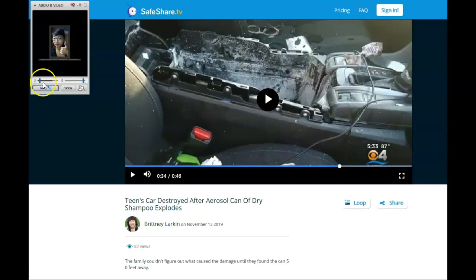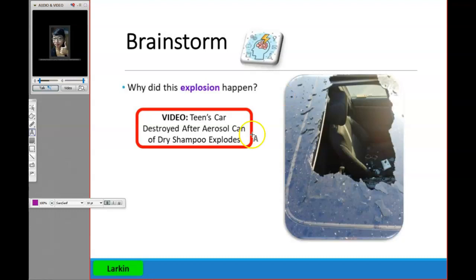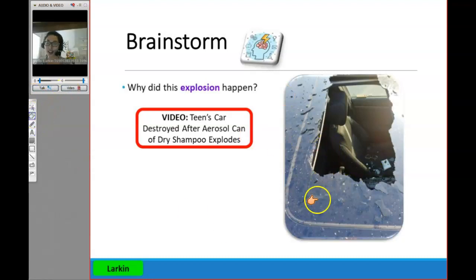All right, so we saw that there was a bottle of dry shampoo which has some gas in it, right? It's an aerosol can, so it has some gas in it. And so the pressure began to build up because it got too hot and then it exploded. Now, they didn't get an actual video of it exploding, but you did see the after effects. So I would say make sure you don't leave aerosol cans in your cars on hot days because you could yourself get hurt as well as your car could obviously suffer a lot of damage too.